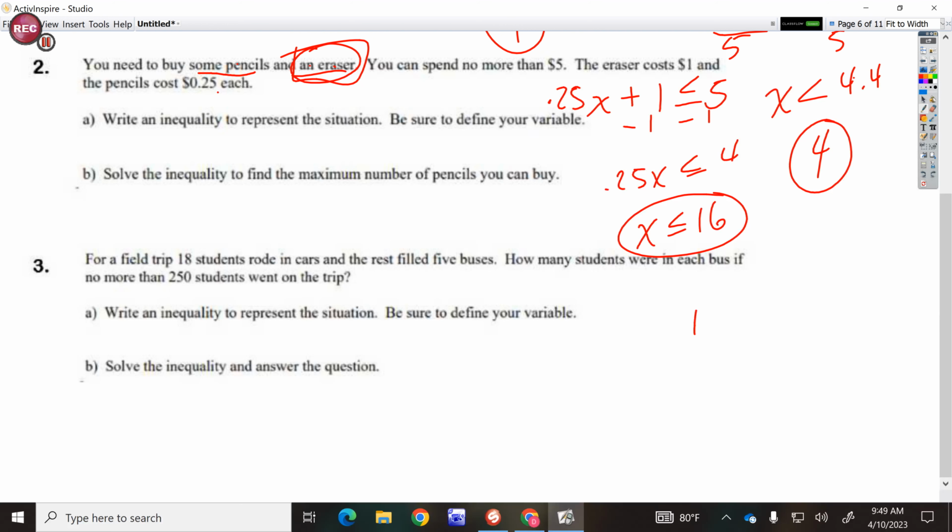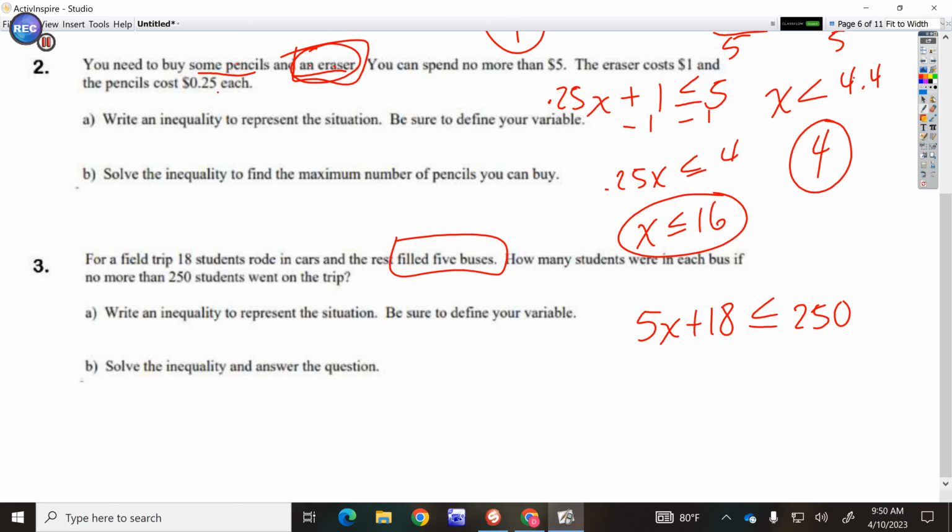All right, over here, 18 students rode in cars. That's no variable, because that's just a quantity of students and they're not being split up into a certain amount of cars. The other one says the rest filled 5 buses. So now I know that the 5 has the variable. Now let's put our inequality symbol in our total. It's 250 students and it says no more than. So it has to be less than or equal to 250.